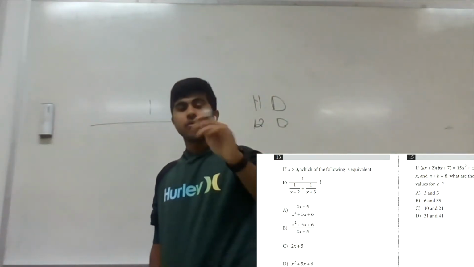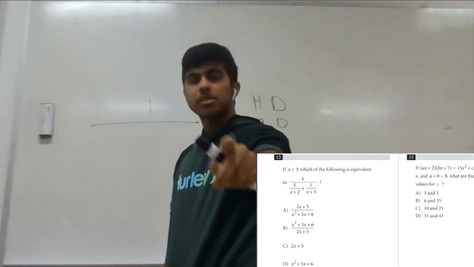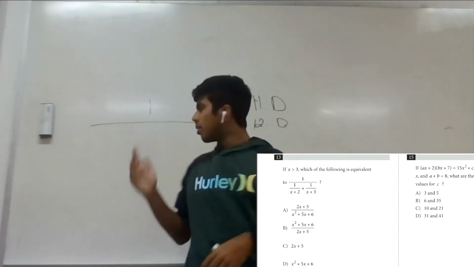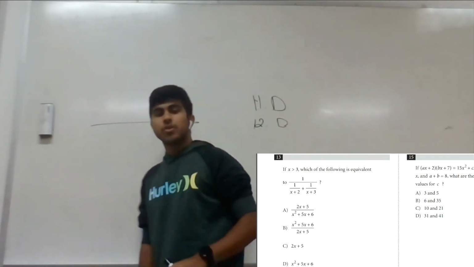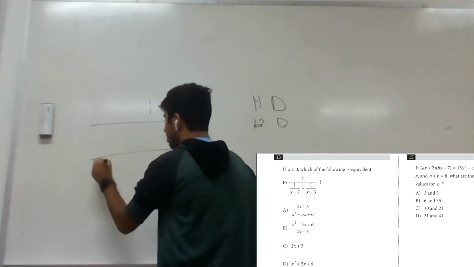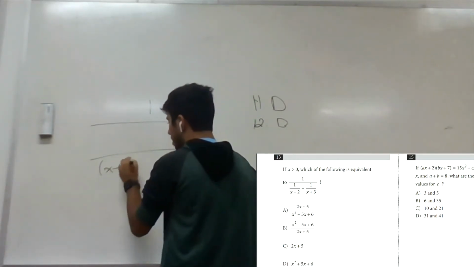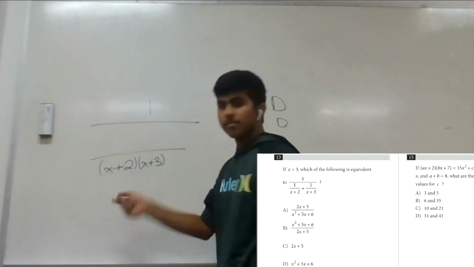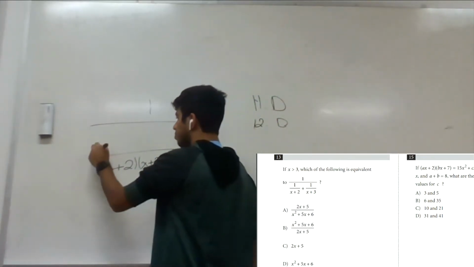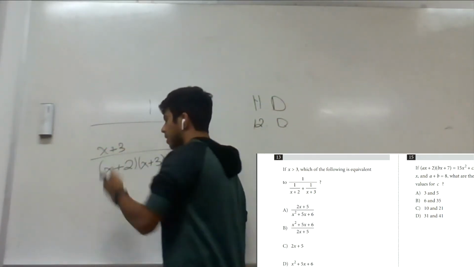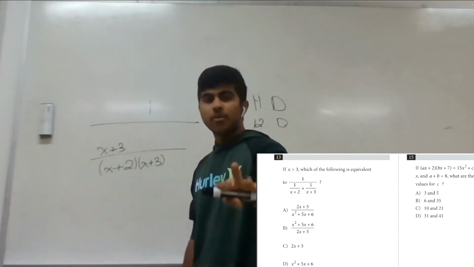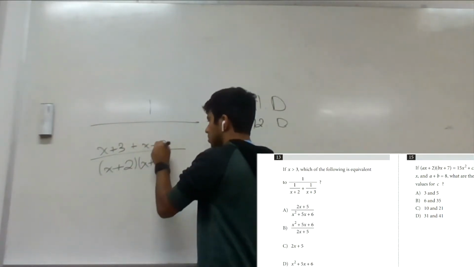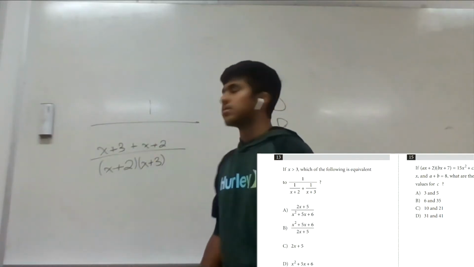Now the thing we can do here is, in that 1 over x plus 2 plus 1 over x plus 3, we want to make that have a common denominator. So we can make the denominator x plus 2 times x plus 3. We multiply the first fraction by x plus 3, and we get x plus 3 over this. The second fraction we multiply by x plus 2 over this, and that's it.